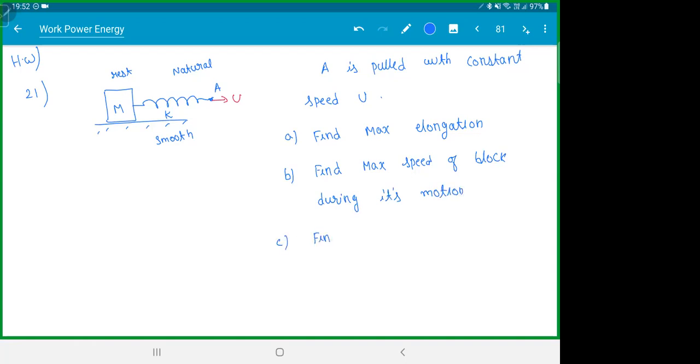Find work done by external force. Now see, if it is pulled with constant speed U, someone is pulling, right? It won't go on its own. That means there is some external force. I don't know how much that is. It's not given.